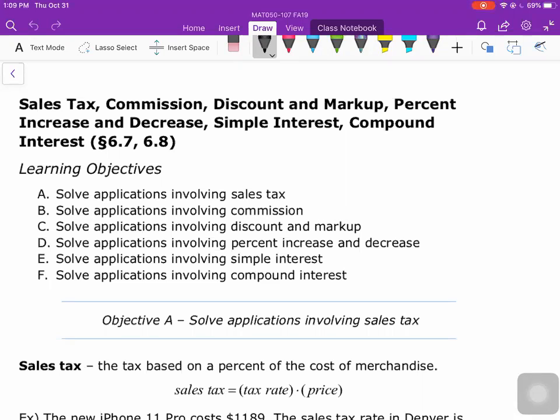So last class, we left off looking at solving percent proportions and percent equations.